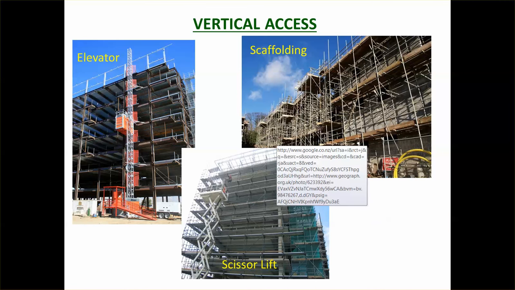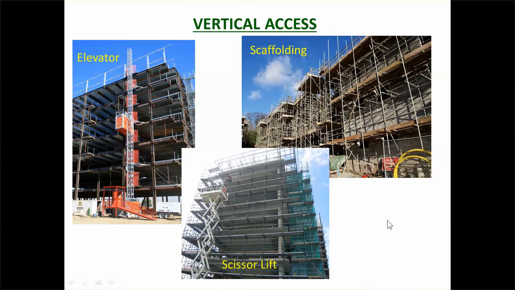You've also got to think about vertical access. How are you going to get materials for a building, for example, vertically, so for structures especially. So you've got elevators, as shown here, and scissor lifts, which are a bit slower than an elevator, but a bit more mobile, and scaffolding as well. So scissor lifts and scaffolding are also giving you access to the outside of the building as well.